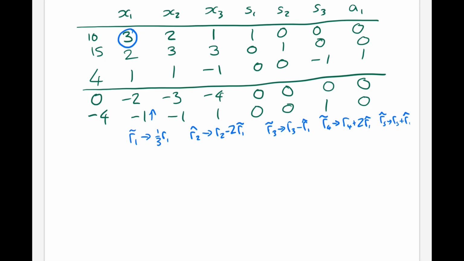So that will give us 1 0 0 0 0 in that column, but now we need to perform those operations on the full row.